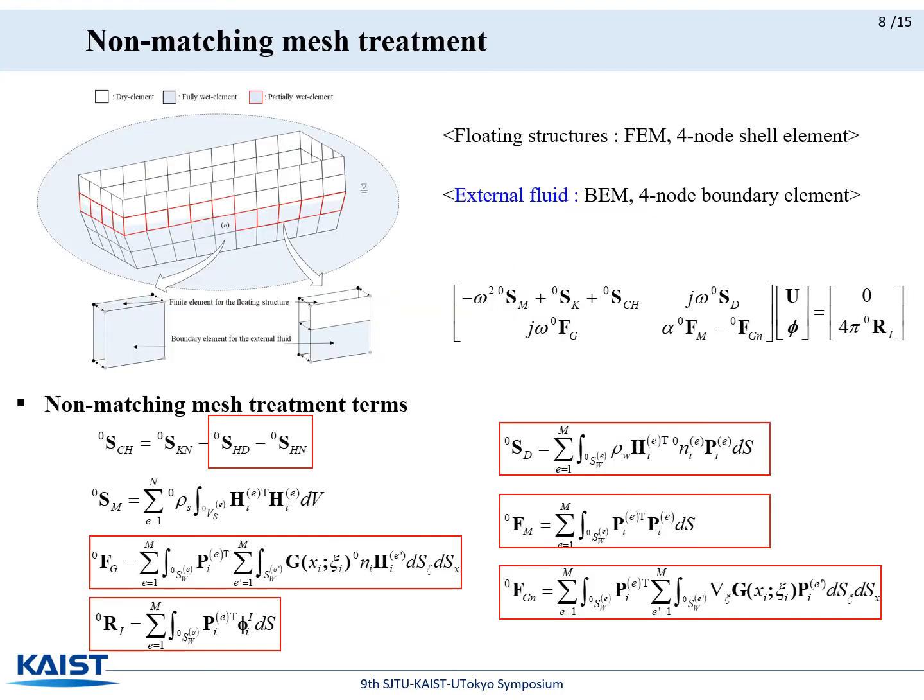This is the formulation. Through the assumptions and conditions in the previous slide, we can derive a matrix formulation for the steady-state hydrodynamic problems by discretization. The finite element method is employed for the floating structures, and the boundary element method is used for the external fluid. Each term is expressed as follows. The terms in the red box require non-matching mesh treatment.